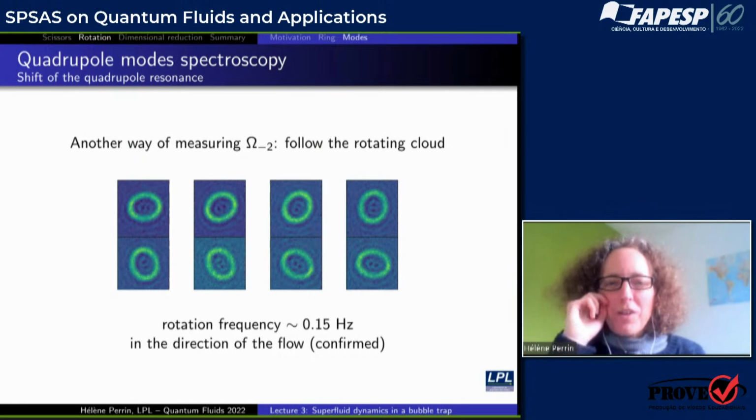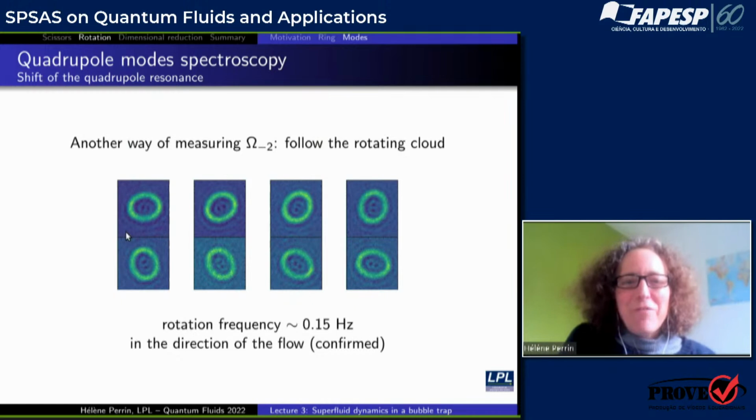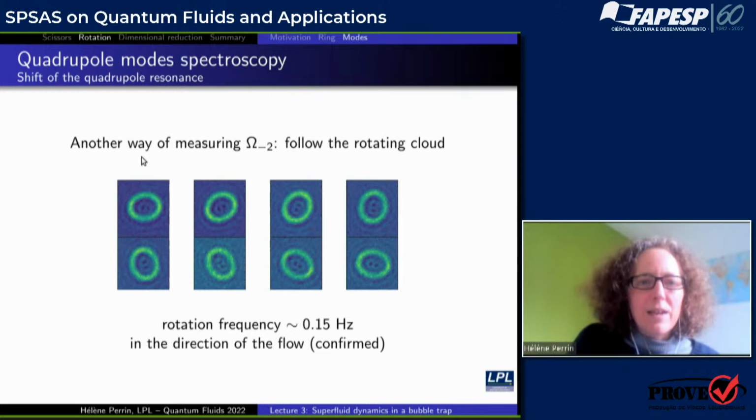Yes, of course, because you don't know in which direction my gas is rotating, whereas I know it. In fact, because we know what we do for the excitation, we know in which direction we apply the excitation. In this figure, it is applied in the anti-clockwise direction. This is the direction in which we apply the deformation. And so we know that the gas rotates to the left, if you prefer.